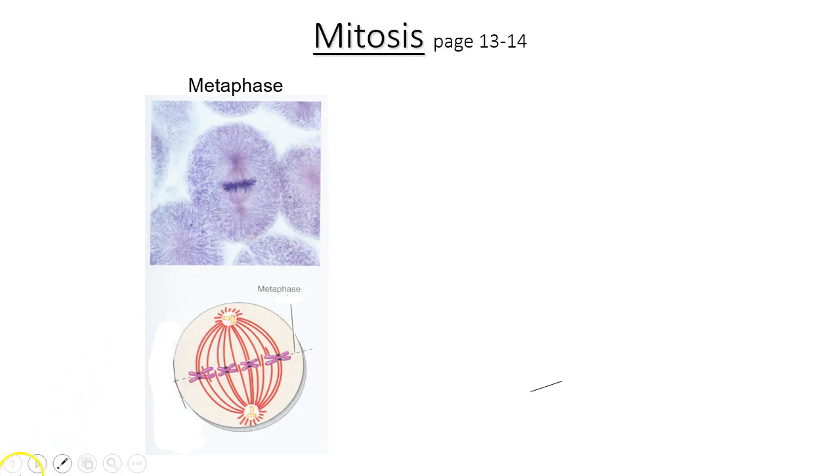And then metaphase is where you make this metaphase plate or an equatorial plate. And this is when, again, these chromosomes line up in the middle of the cell. So this is how that looks, right?